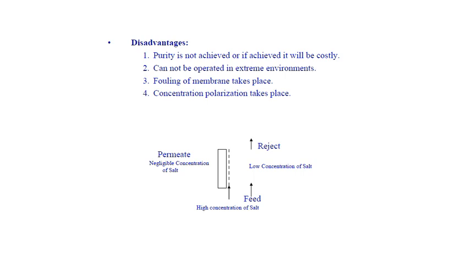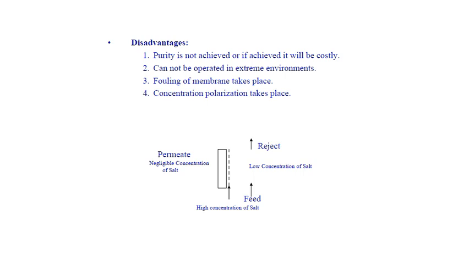The second disadvantage is that it cannot be operated in an extreme environment. Most of the membranes are polymeric membranes, and polymeric membranes have their own limitations based on the physical properties of polymers. Generally, polymers cannot be used above 100 degrees Celsius or 150 degrees Celsius. That is one limitation.